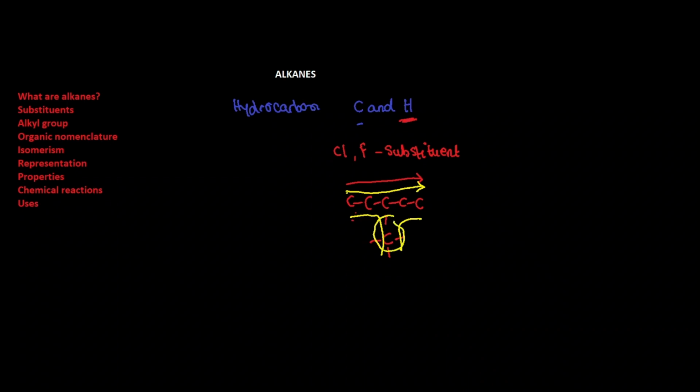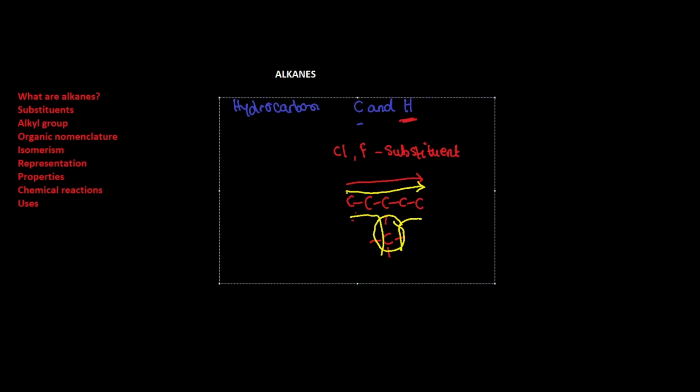Now, this branch that has been formed here, so any other carbon atom that is outside the longest chain, also serves as a substituent. So apart from the fact that the substituent could be a halogen that has been substituted for hydrogen, it could also be any other carbon atom or group of atoms outside of the longest carbon chain in a given organic compound. Now, this brings us to the idea of the alkyl group. So let's briefly look at what the alkyl group is all about.